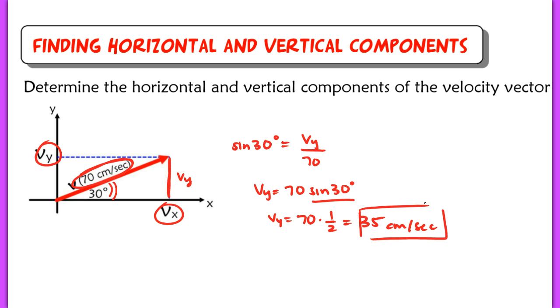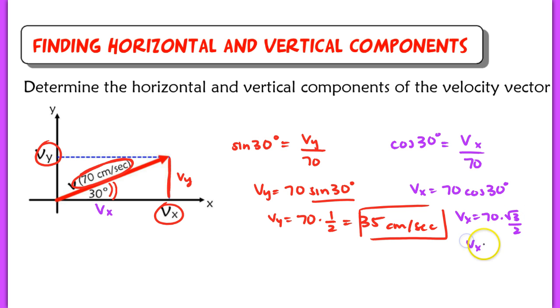Now to calculate the horizontal component, this segment here, v sub x, I will take a different ratio. I have the adjacent and the hypotenuse, so that's the cosine. So the cosine of 30 degrees should equal v sub x over 70. And solving, I have v sub x is equal to 70 times the cosine of 30 degrees, again a value that we know. So we have 70 times the square root of 3 over 2, which is 35 root 3, and that's also centimeters per second.